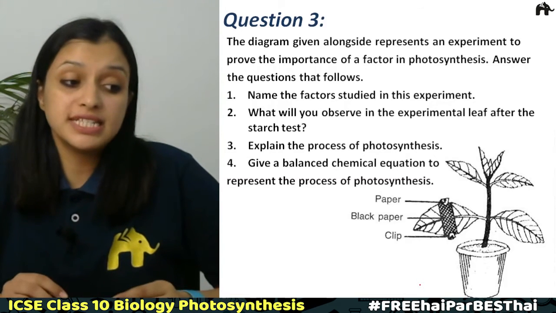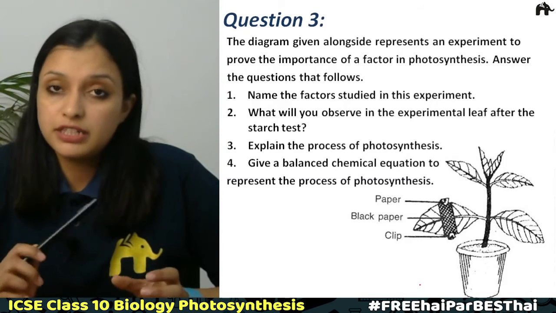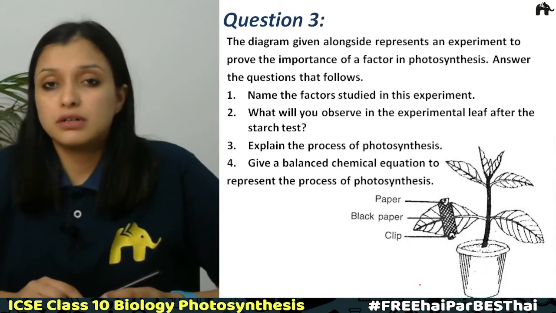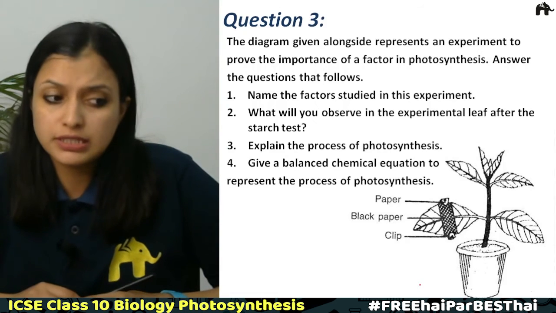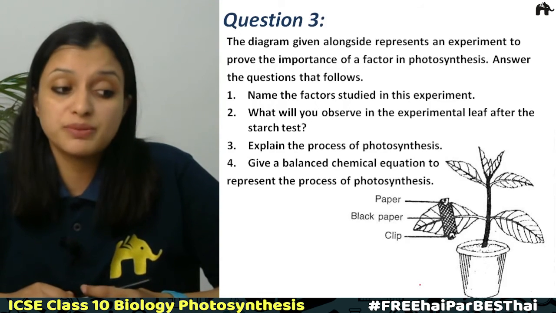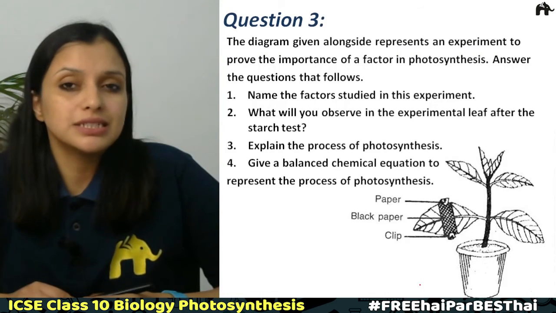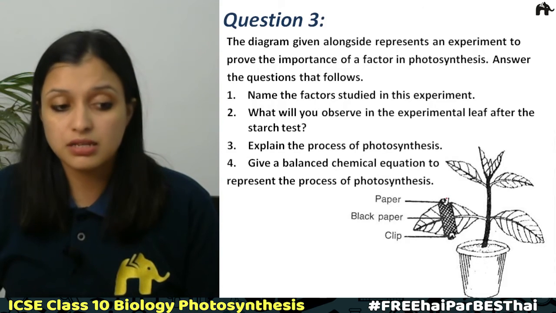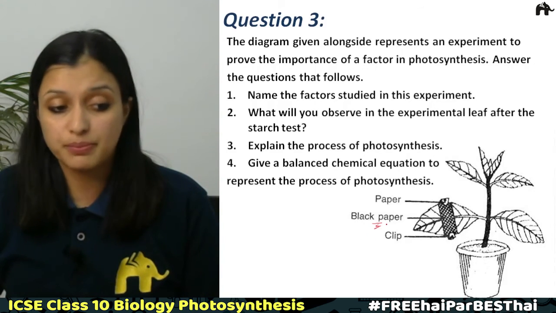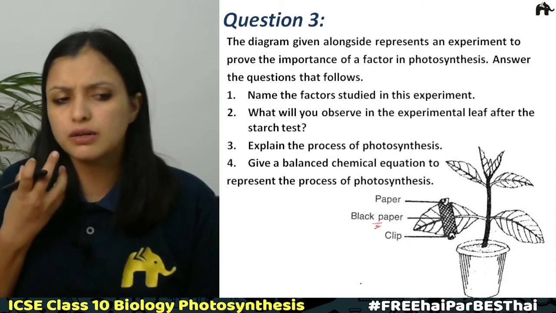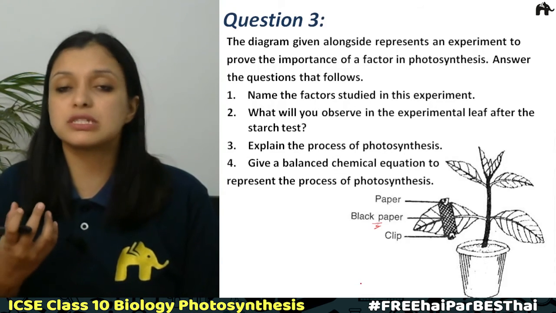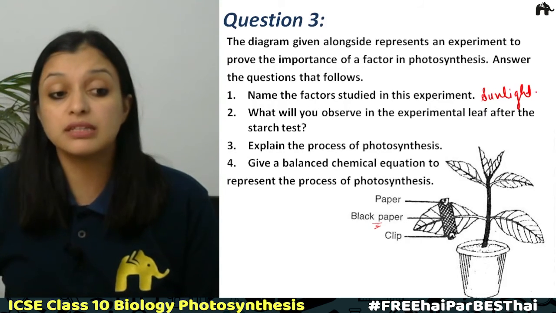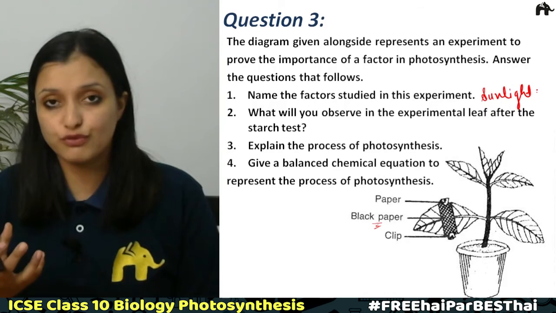So our question number 3 says, the diagram given alongside represents an experiment to prove the importance of a factor in photosynthesis. Answer the questions that follow. The question number 1 is, name the factor studied in the experiment. This is the experiment where there is a potted plant, and a portion of a leaf is covered with a black paper, right? So what factor of photosynthesis are we studying? We are talking about sunlight. We are experimenting on the importance of sunlight for photosynthesis.